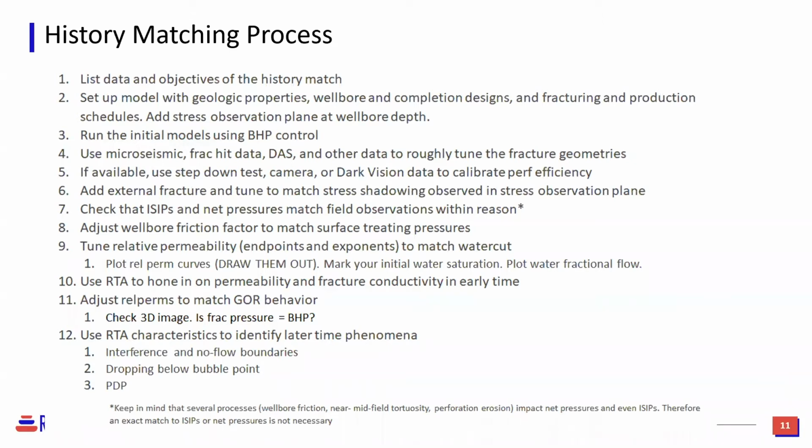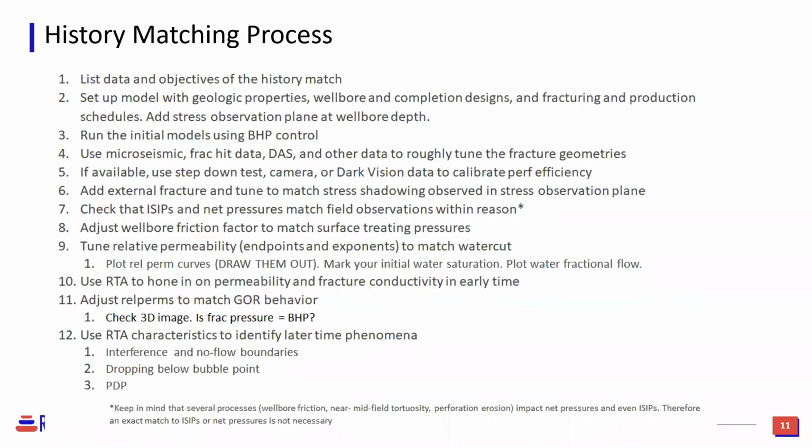Use microseismic, frac hit data, DOS, and other data to roughly tune the fracture geometries. If available, use step-down test, camera, dark vision to understand our perfect efficiency. And at that point, you can start adding external fractures and tune to match stress shadowing observed in stress observation planes. Check that ISIPs and net pressures match field observations within reason. And we'll actually go through this in a good way to do it and what to look for.